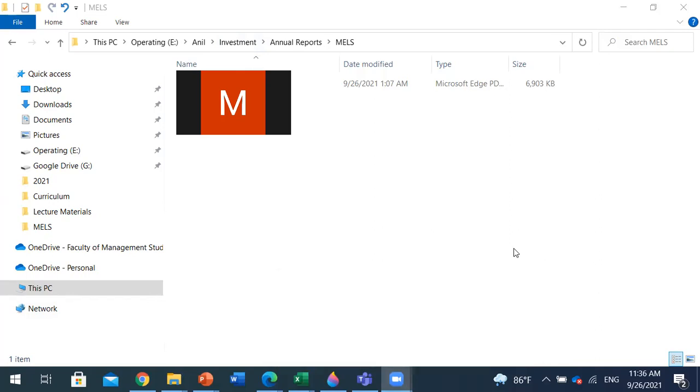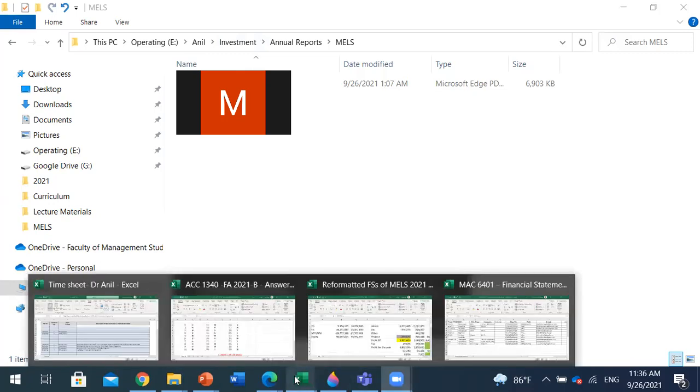Downloaded. Then everyone, please go to page number, as I remember, 110. Just look at the content page. Directly go to financial statements. Locate the income statement, balance sheet, and cash flow statement. Just give me the values quickly.